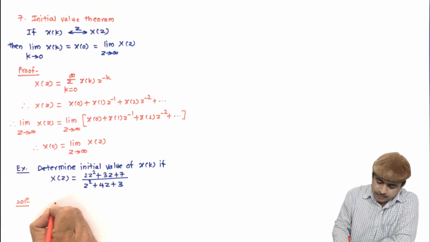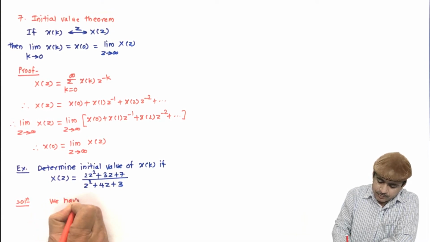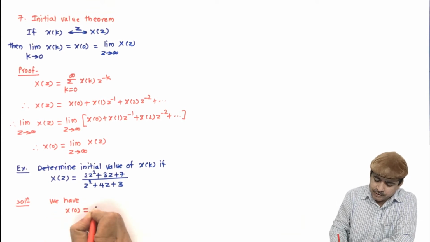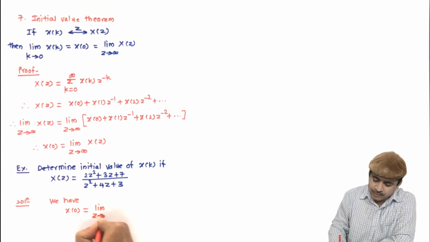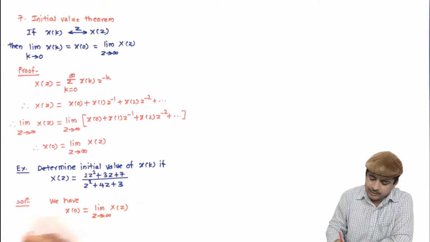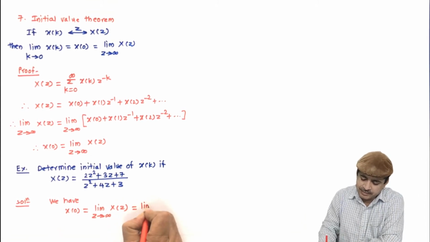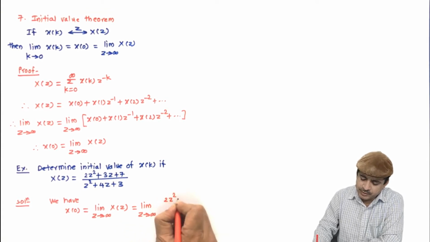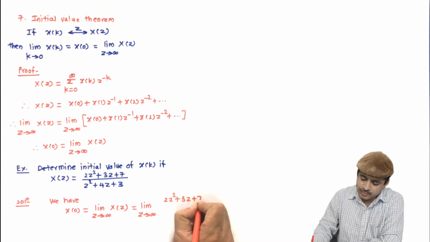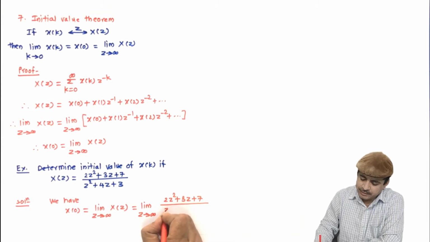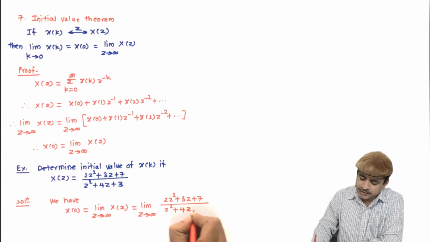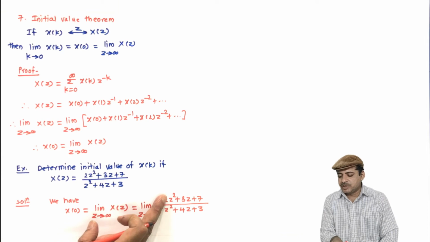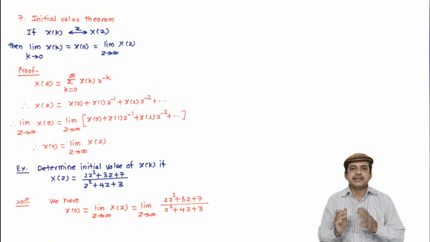Solution. We have the initial value of x of k, that is x of 0, equal to limit z tends to infinity x of z, that is in this case limit z tends to infinity 2z square plus 3z plus 7 divided by z square plus 4z plus 3. Now if I put here z equal to infinity, this becomes infinity and this also becomes infinity. So it is an indeterminate form.